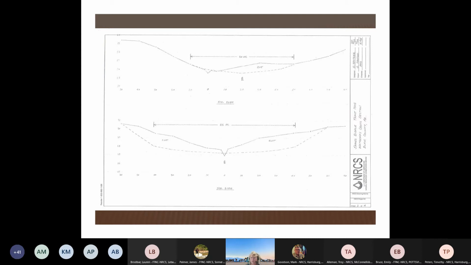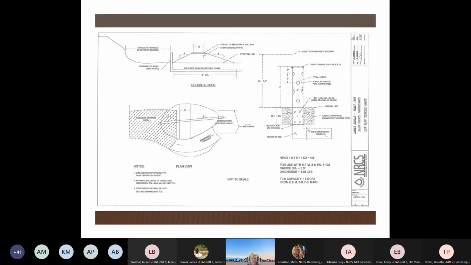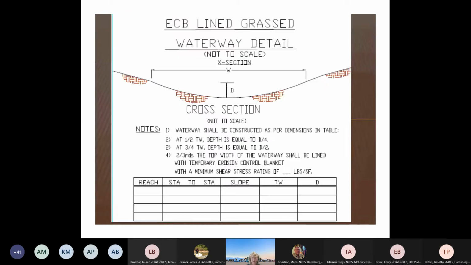So for your design, as you would refer to your design and check data, you need some cross sections for each reach, and then you show the dotted line as the final grade, the line dash is the existing grade to show what's being removed. And for this one, there was a basin with a riser, and it gives the specifications on the pipe riser and pipe holes and slots and so forth.